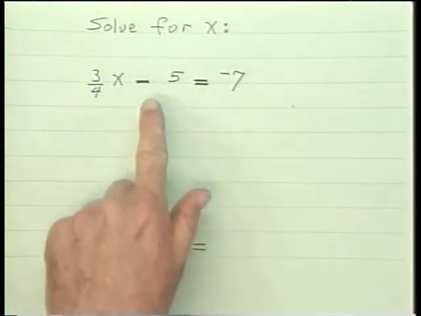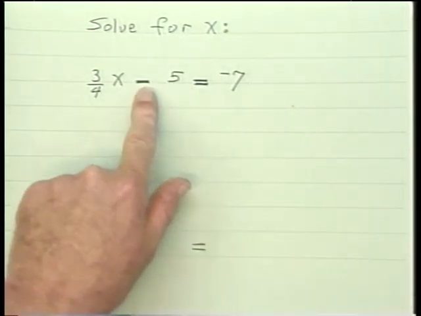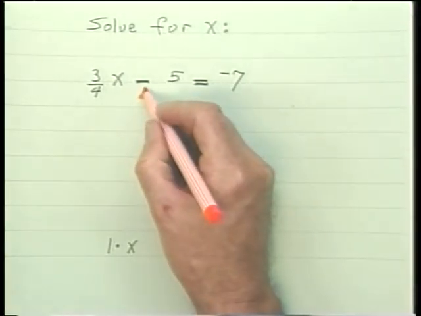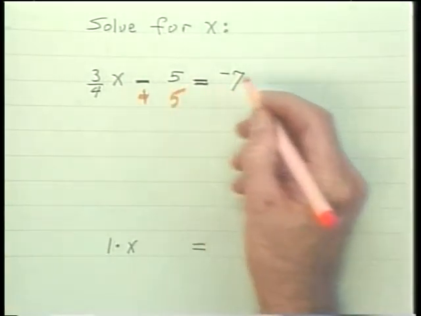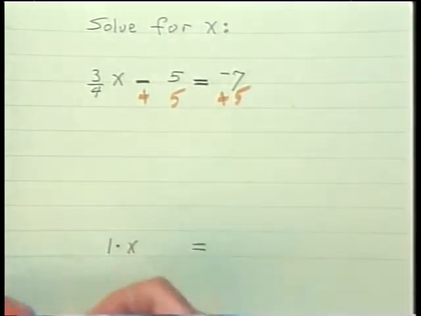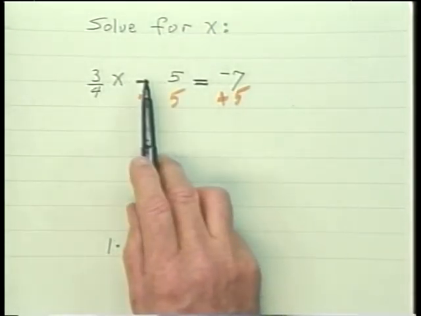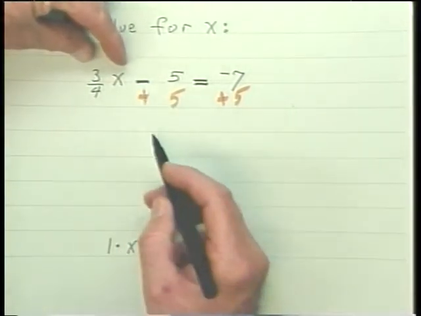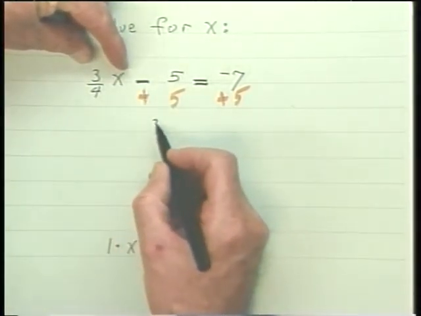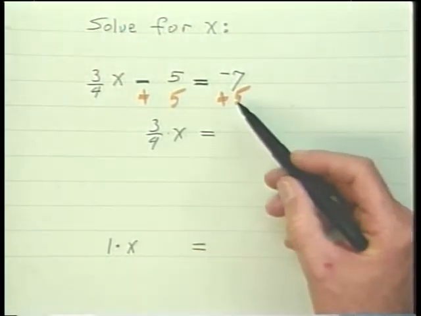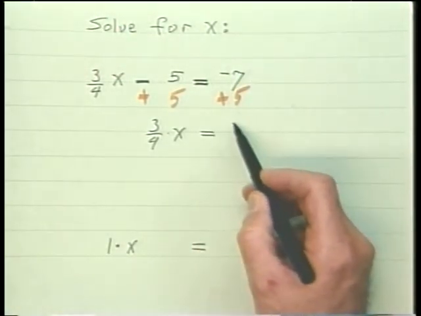So if I want to undo this subtraction, I do so by adding 5 to both sides. So plus 5, subtract 5 is 0, leaving just this quantity, which is 3/4 times the variable x. And adding 5 to negative 7 is negative 2.